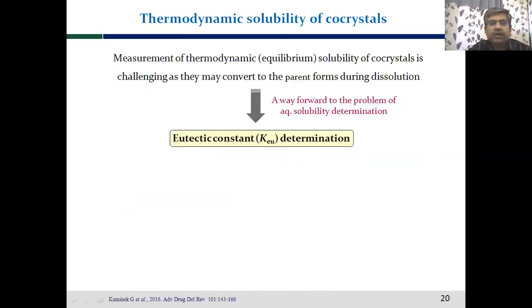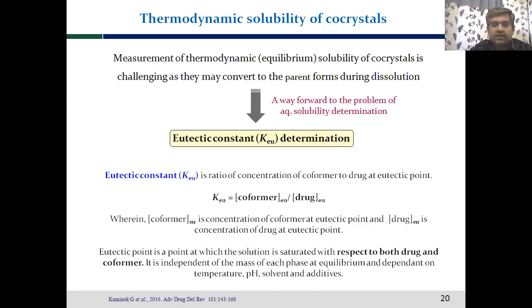Now, a very important measurement for the co-crystals is to find out their true solubility. And it is many a times very challenging to find the solubility of a co-crystal, as they have a tendency to convert back to the parent forms during the dissolution. Parent forms means this will have a tendency to dissociate to the API and the coformer during the process of dissolution. So a way forward to address this particular issue is to determine what we call as a eutectic constant.